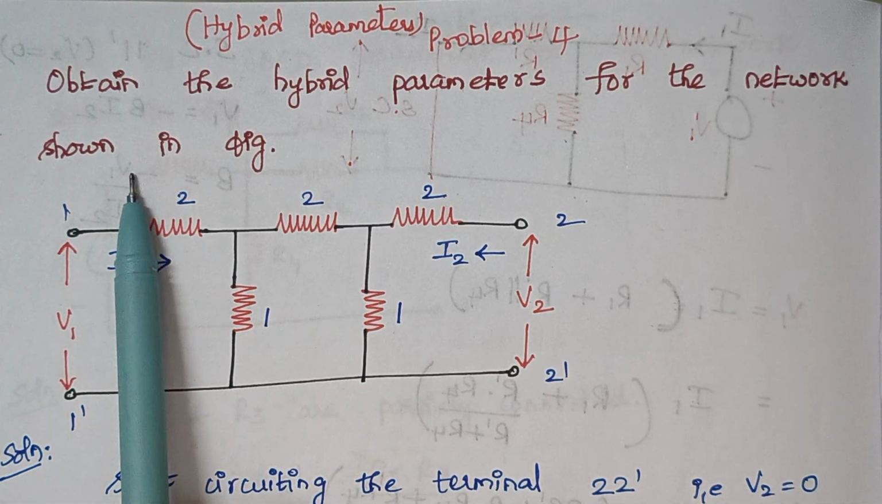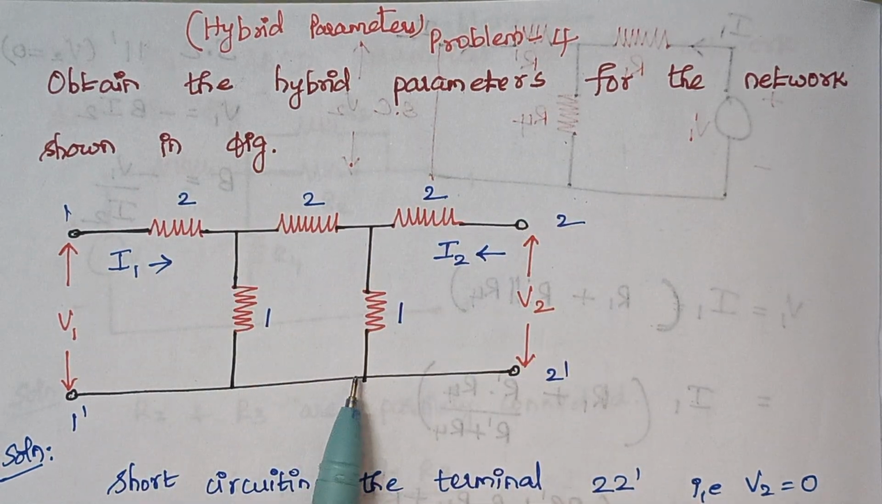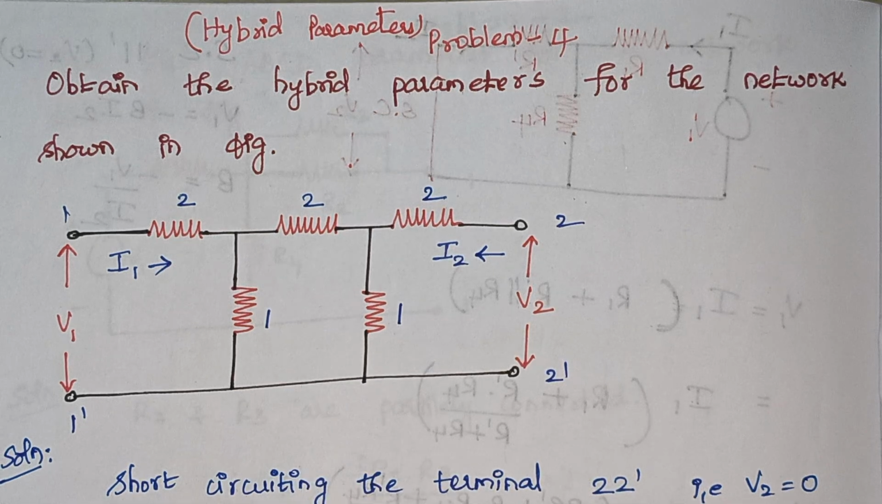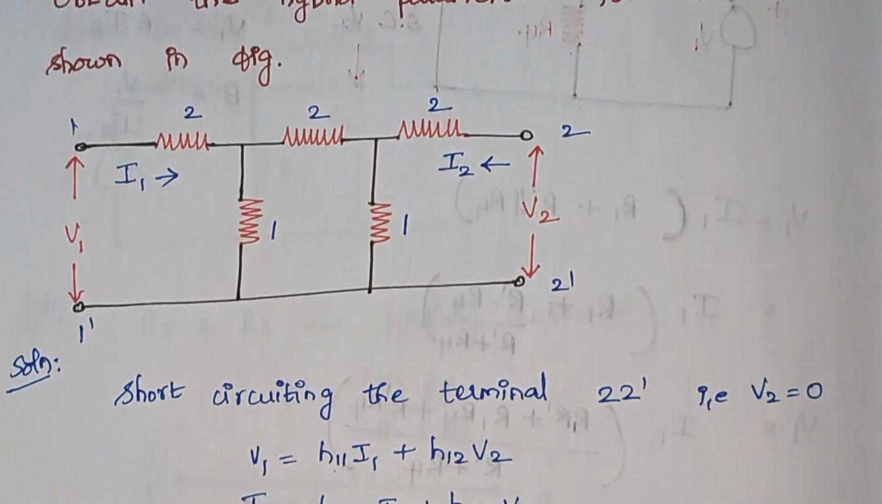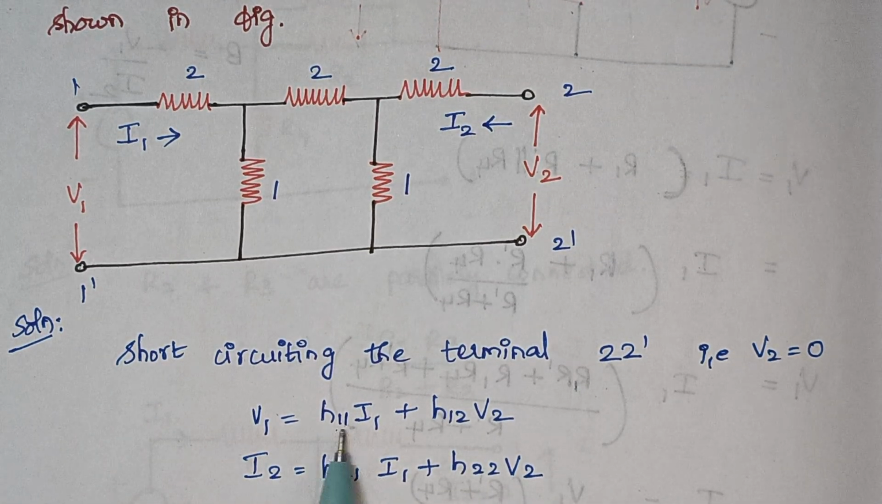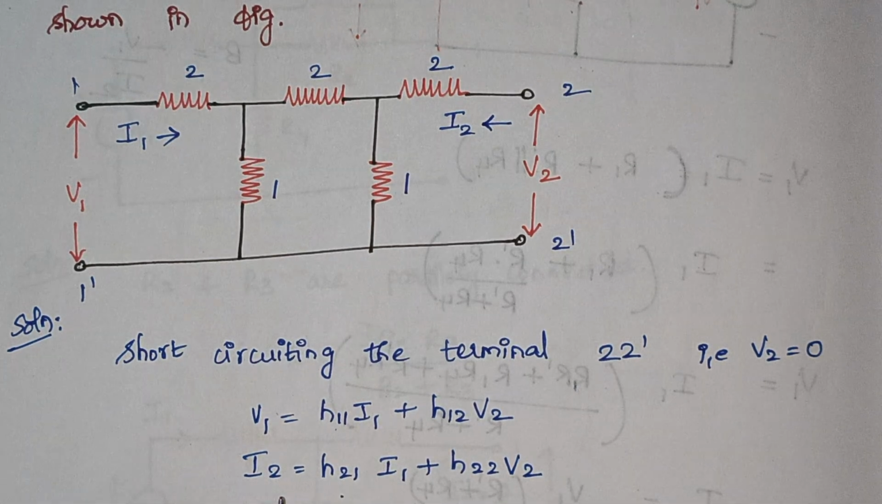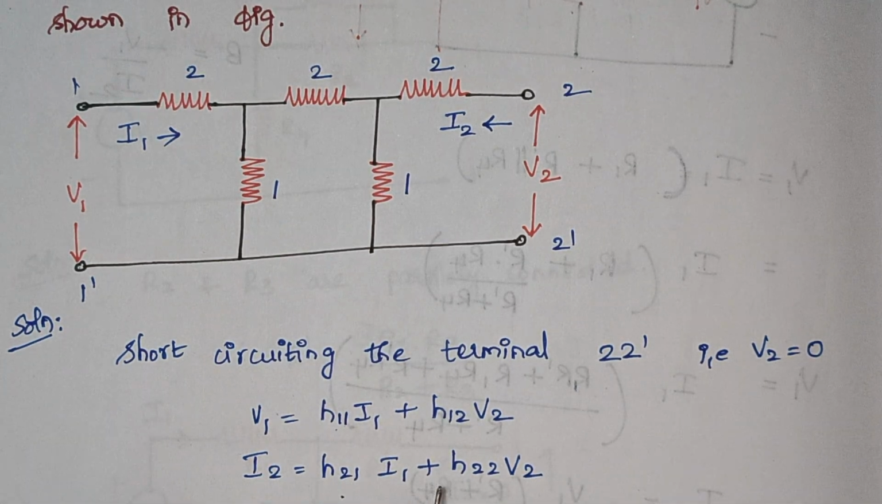So the problem is to obtain the hybrid parameters for the network shown in the figure. So this is the given network. We start by writing the basic equations. So these are the basic equations: V1 is equal to H11 I1 plus H12 V2, and I2 is equal to H21 I1 plus H22 V2.